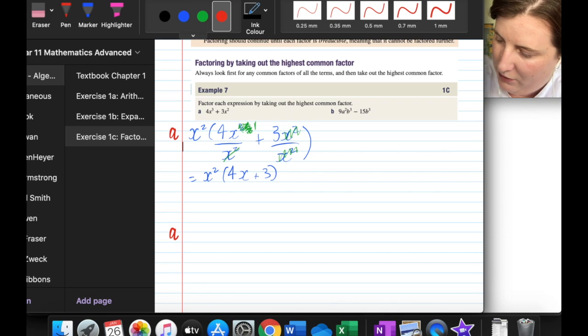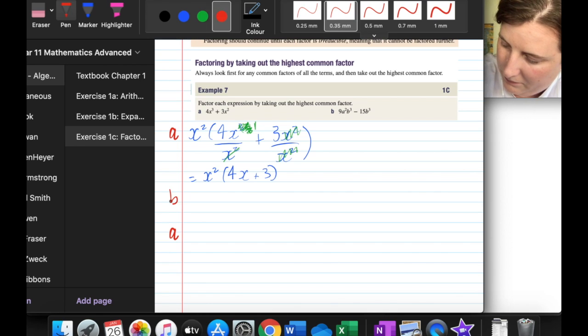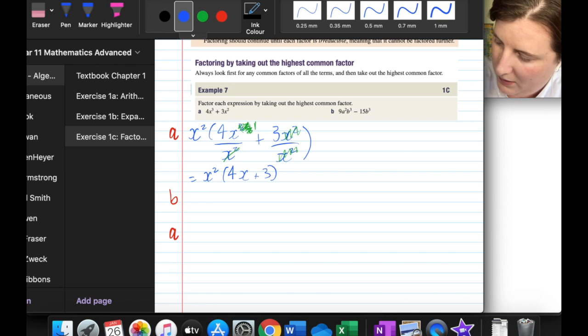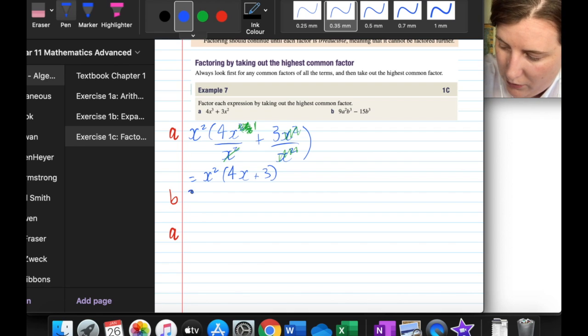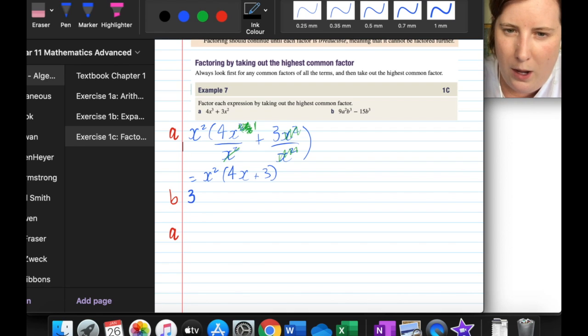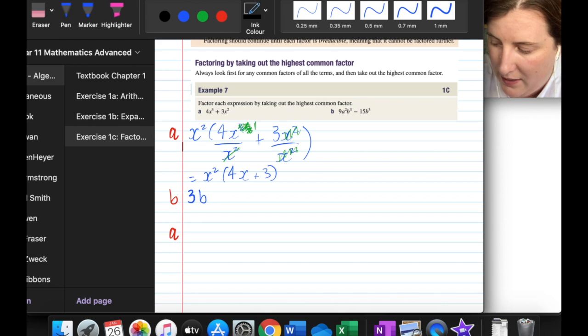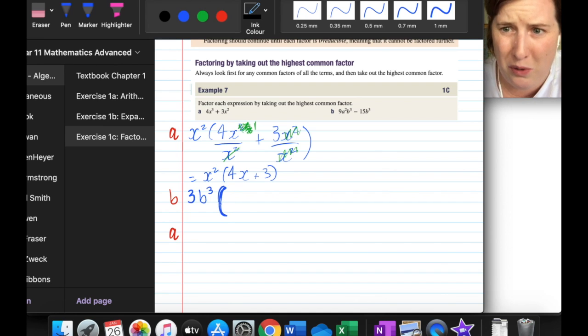If we now have a look at B, and we've got, wow, that looks intriguing, 9a squared b cubed minus 15b cubed. Now, let's have a look at our numbers first. What goes into both 9 and 15? Yes, you're correct, hopefully, it's 3. A squared b cubed and b cubed. Well, b cubed appears in both of those, so I'm going to take that out too. And yes, we're going to do this one in 2 steps. You don't have to, you'll probably visualize this.